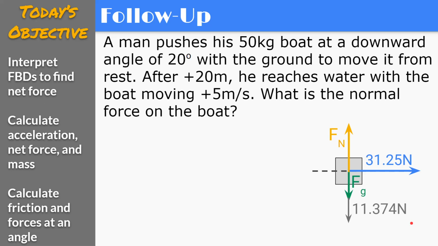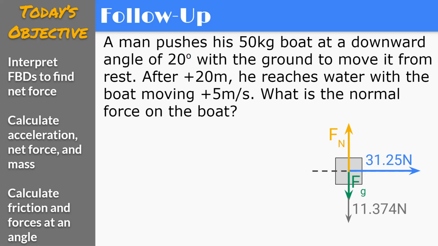But if I want to solve for normal force, I need to find Fg, because this boat is accelerating horizontally. Vertically, it's not accelerating at all. And so I know that Fn, which is the only force I have going up this time, is going to be equal to Fg plus that 11.374 newtons. Yesterday, most of our stuff was being pulled upward at an angle. This one's being pushed downward at an angle. So you'll notice that that component's on the downside now, but it's the same idea. My vertical forces still need to be balanced.